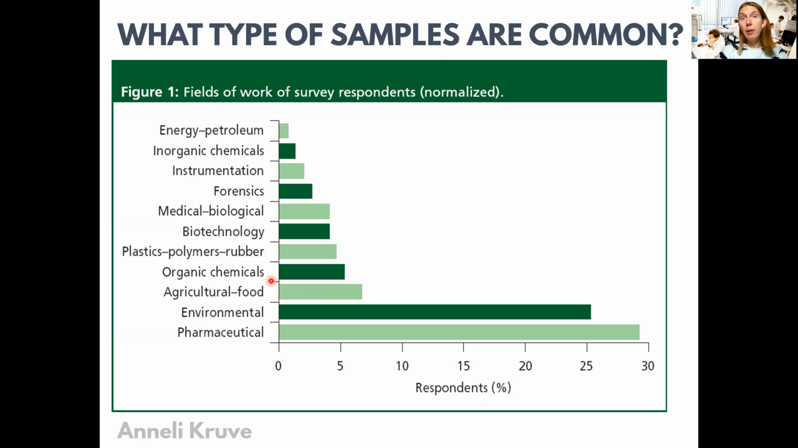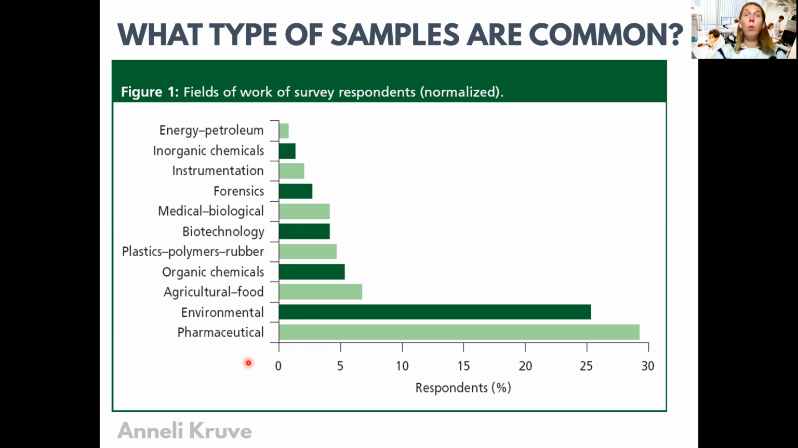Also, organic chemicals, which is more industrial quality control questions, were emphasized, as well as polymer or biotechnology, medical samples. Forensics were actually surprisingly prominent. Even a few percent among the responders came across forensic samples, as well as other smaller categories. But the most prominent were environmental and pharmaceutical samples.